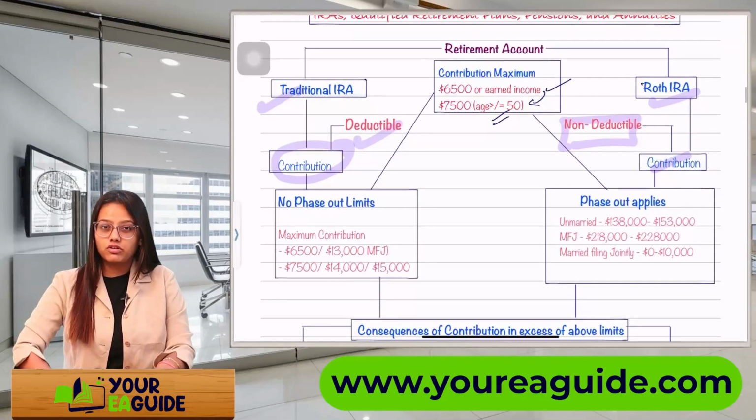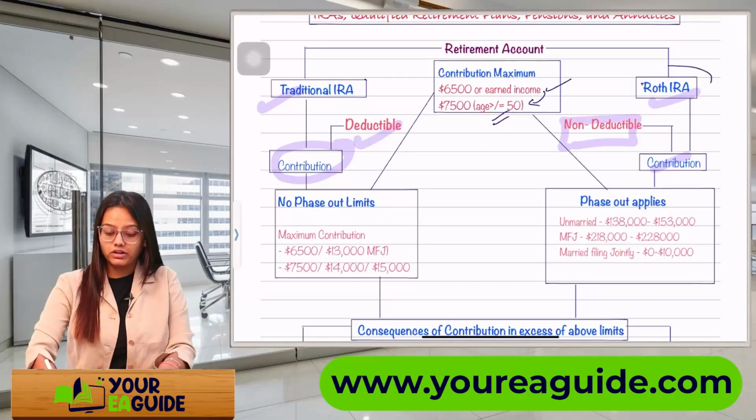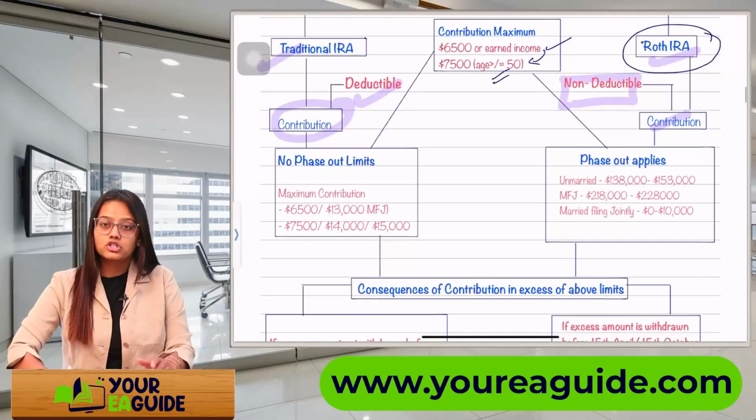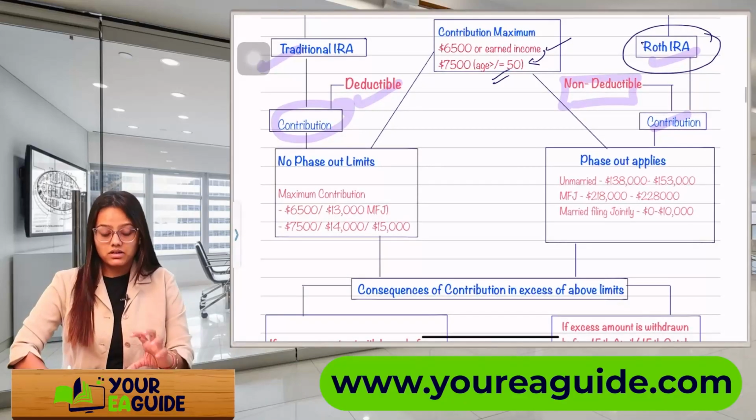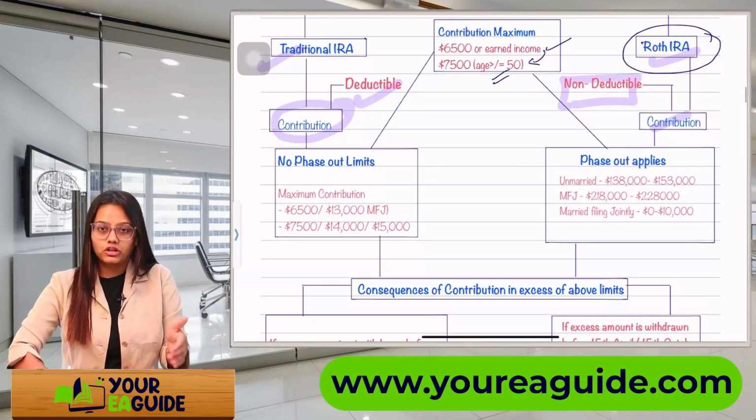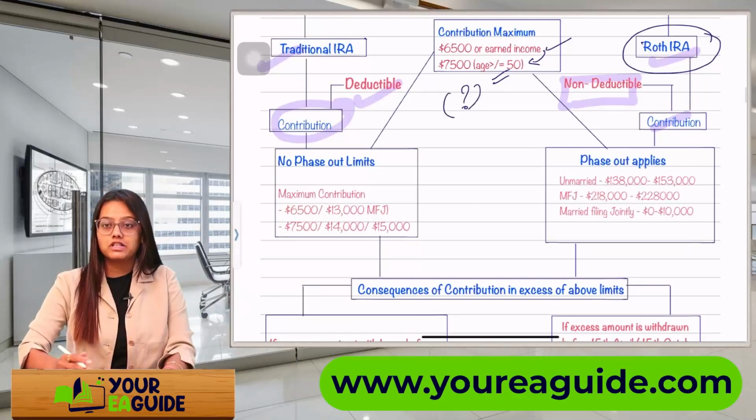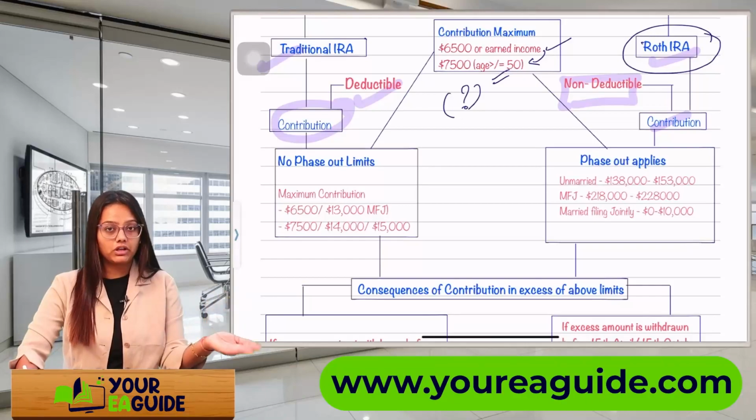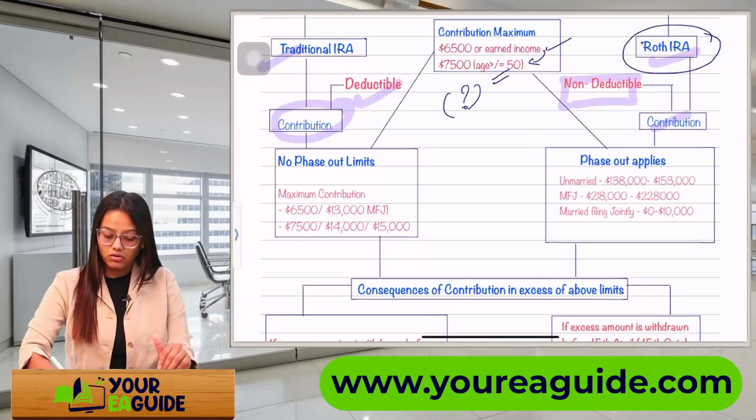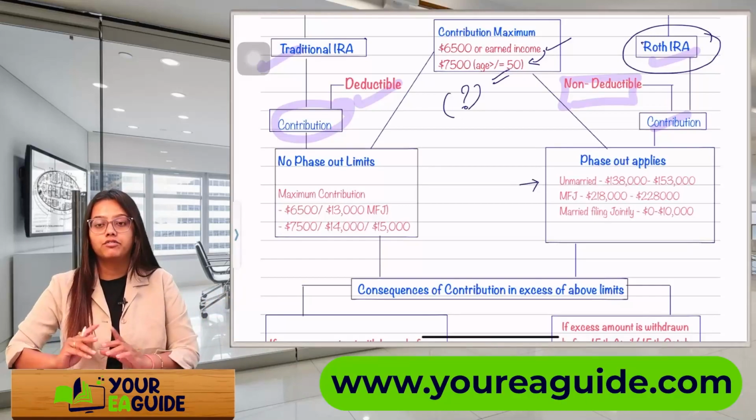There is no phase out limit in the case of the traditional IRA, but for Roth IRA there is a phase out limit. When you contribute this balance amount, let's say 6,500 or 4,000, 2,000, the maximum you can contribute is subject to a phase out in the case of Roth IRA. How the phase out applies depends on the filing status.